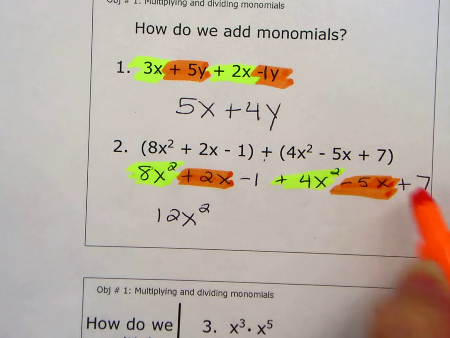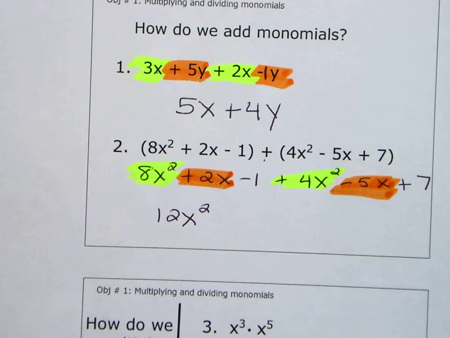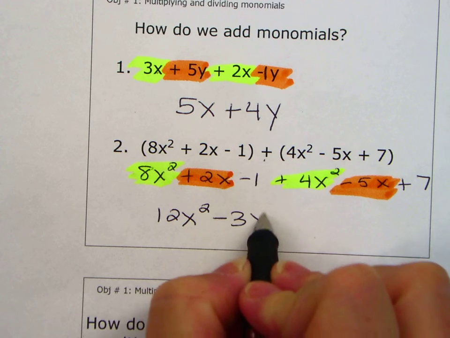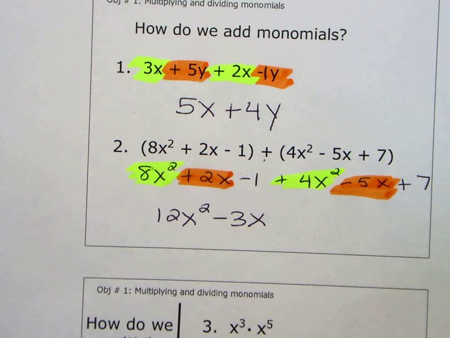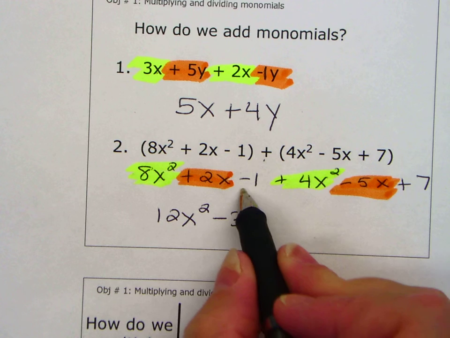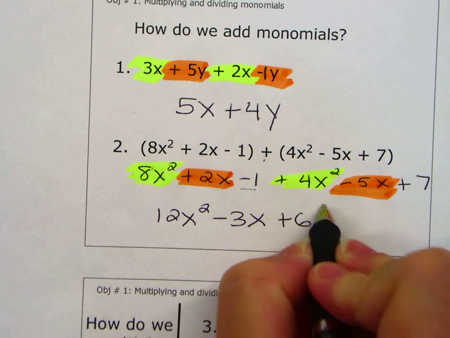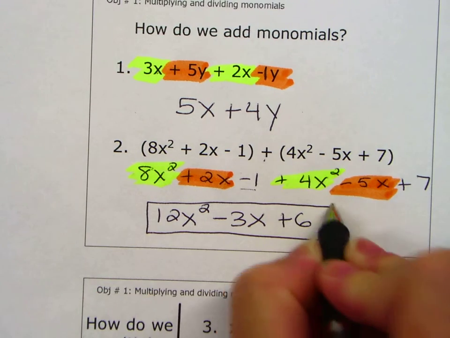5. Again, watch your sign. We have 2 minus 5 is negative 3. And again, the x just stays x. And then last, we have our negative 1 and 7. Negative 1 plus 7 is 6. Okay? So this is our final answer.